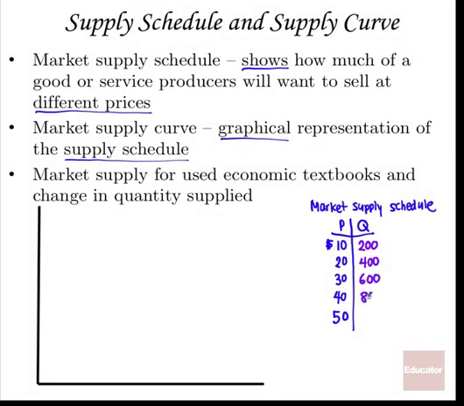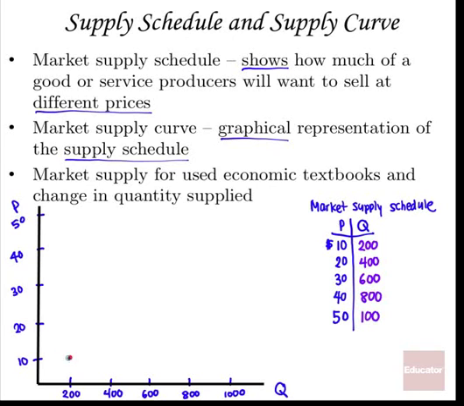So as prices go up, suppliers are going to want to supply more items here. So here's the market supply schedule. What you're going to do here is put quantity on the x-axis and price on the y-axis. Put the appropriate hash marks: 200, 400, 600, 800, 1,000, and $10, $20, $30, $40, and $50.